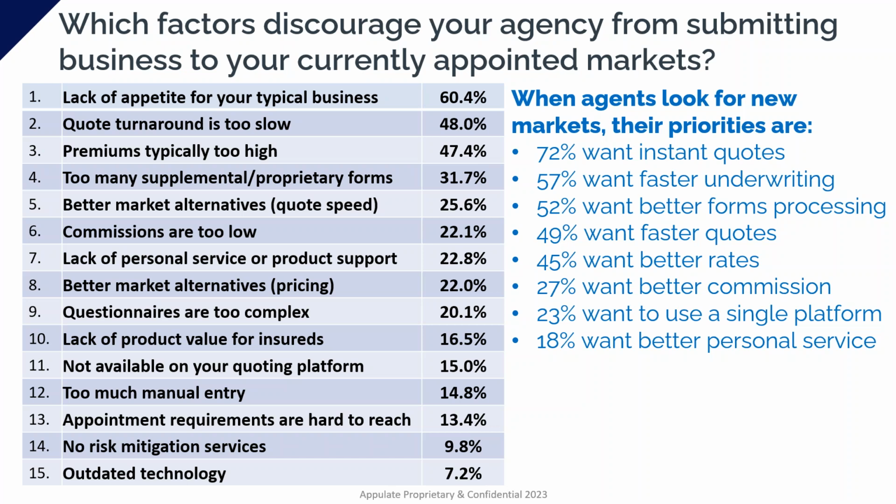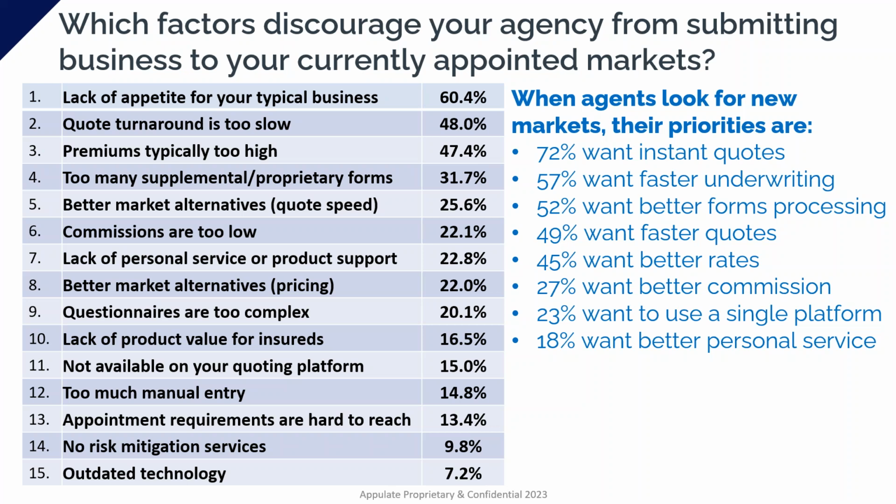We've got a lot of data and information on both what current agent quoting speeds are versus what they actually expect from a market. Might not be what you think, actually. So it's pretty interesting. They don't all want it instantaneously, but roughly about 80% of agents are wanting a quote within 24 hours. So there are some things to really pay attention to there. Then we get into other things like premiums being too high, too many supplementals or proprietary forms. They do have a better alternative that is providing a faster quote or better pricing. But then we start to get into things like commissions are too low and lack of personal service or product support, all hovering around that 20 to 25%. So a lot of interesting information here.